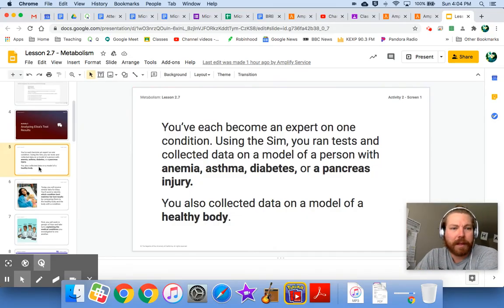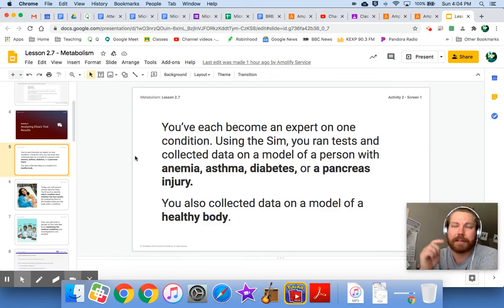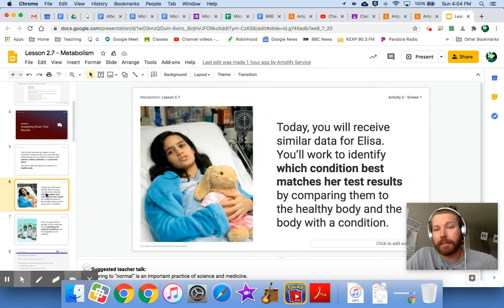So first, you've each become an expert on one condition. Remember, each of us has been, again, focusing on just one of those conditions. Using the sim, you ran tests and collected data on a model of a person with anemia, asthma, diabetes, or a pancreas injury. You also collected data on a model of a healthy body. We did this back in lesson 2.4, and we're going to need to access that information again. Today, you will receive similar data for Elisa.